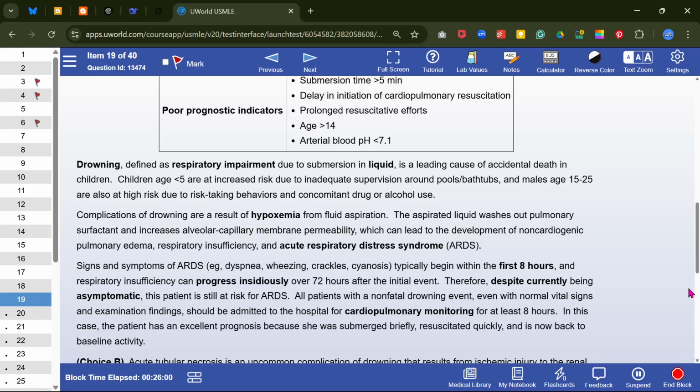Therefore, despite currently being asymptomatic, this patient is still at risk for ARDS. All patients with a non-fatal drowning event, even with normal vital sign examination findings, should be admitted to the hospital for cardiopulmonary monitoring for at least 8 hours. In this case, the patient has an excellent prognosis because she was submerged briefly, resuscitated quickly, and is now back to baseline activity.